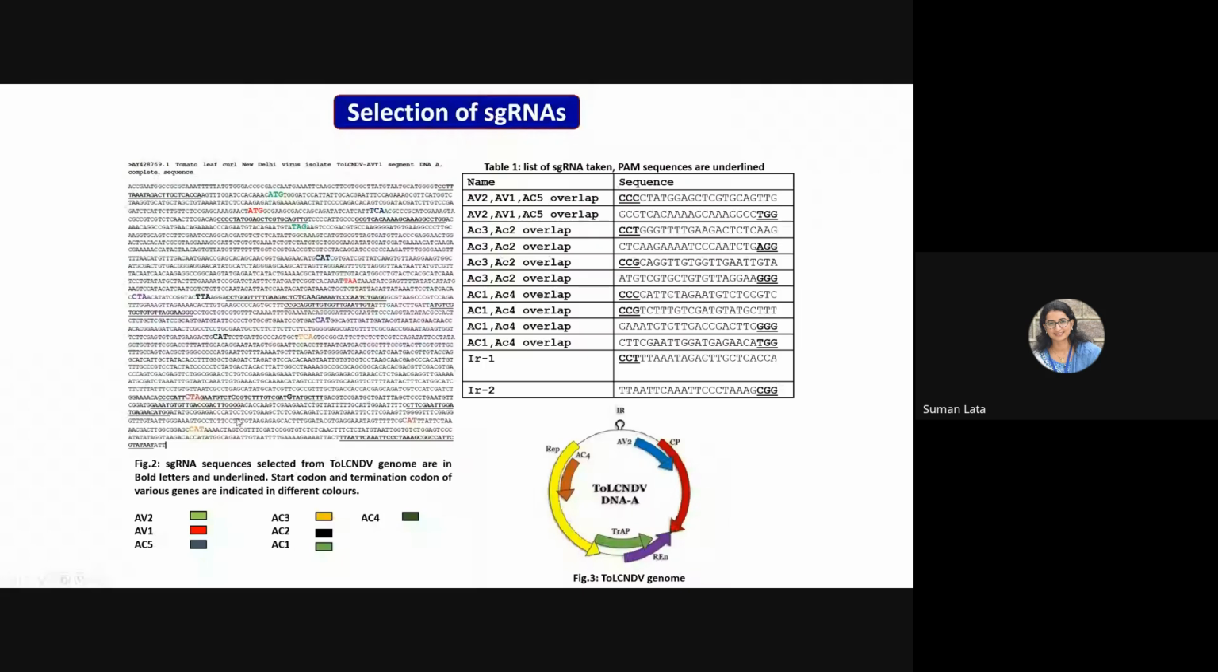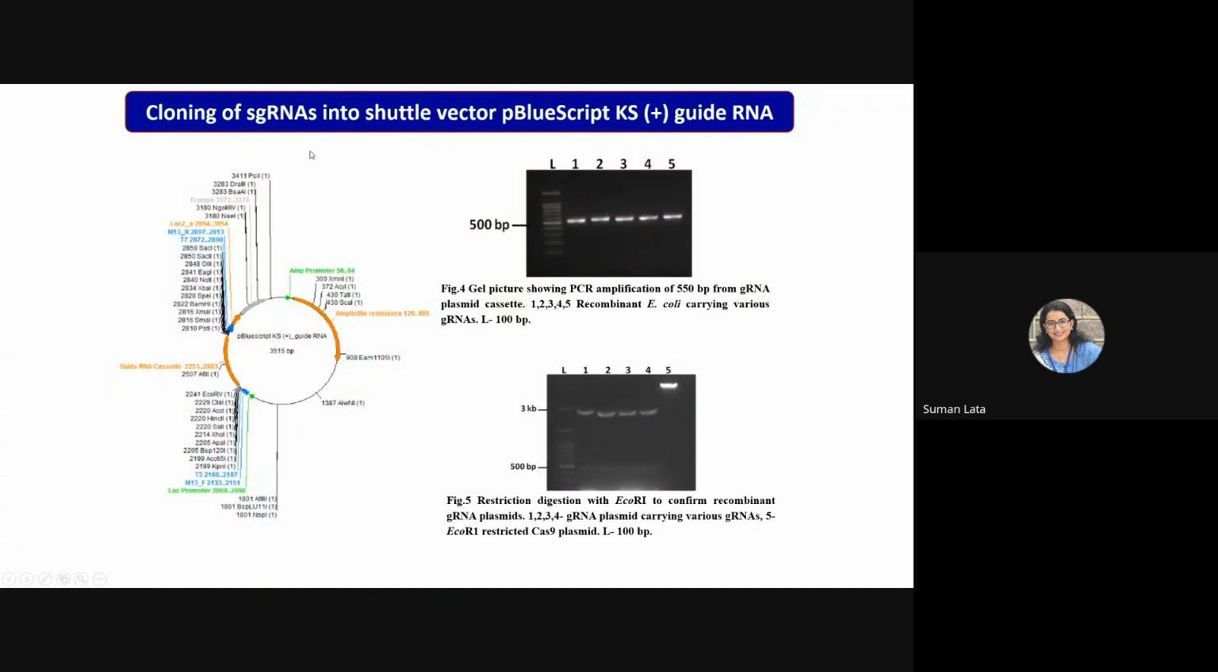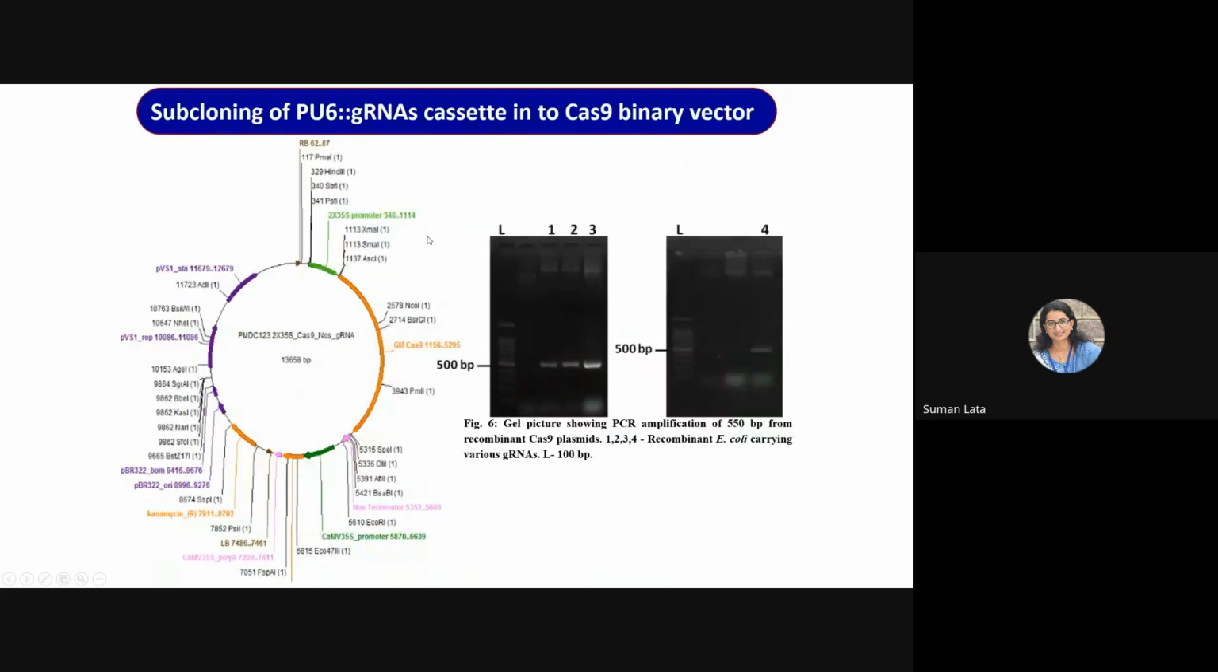This is the sequence. Suppose this is the viral sequence. Then we select the guide RNA using the PAM sequence, that is NGG. After selecting the sequence, we clone this sgRNA in the vector. Then we confirm whether the sgRNA is cloned or not by restriction digestion and PCR. Then we subclone them in the binary vector, and after the subcloning also, the constructs are confirmed using PCR and restriction digestion.